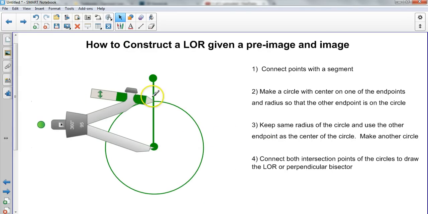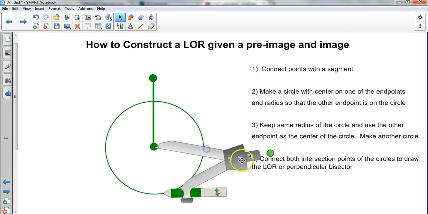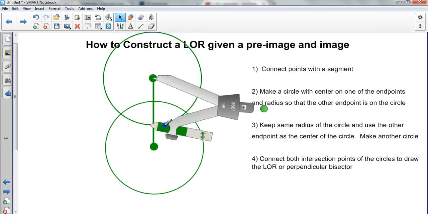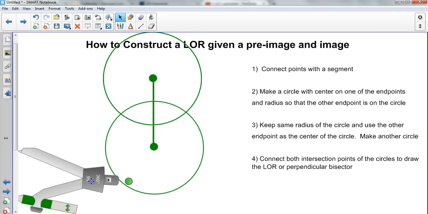But the trick to the construction is we got to keep that radius the exact same. Both circles have to have the same radius. So now what I'm going to do is just move my center to the other endpoint. Make sure the radius stays the same. If it moves on you, just remeasure it with the circle that you made and make a second congruent circle. So now our construction is really done.